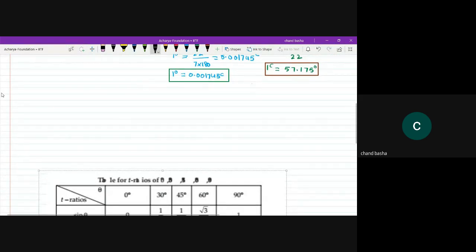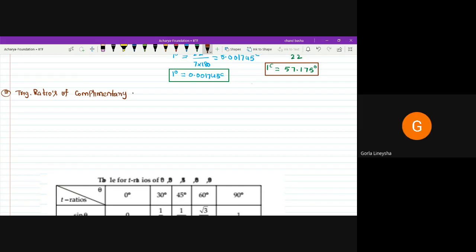The next point, the 12th point, is trigonometric ratios of complementary angles. What is meant by complementary? Angles whose sum is 90 degrees. Right, very good. Trigonometric ratios of complementary angles.